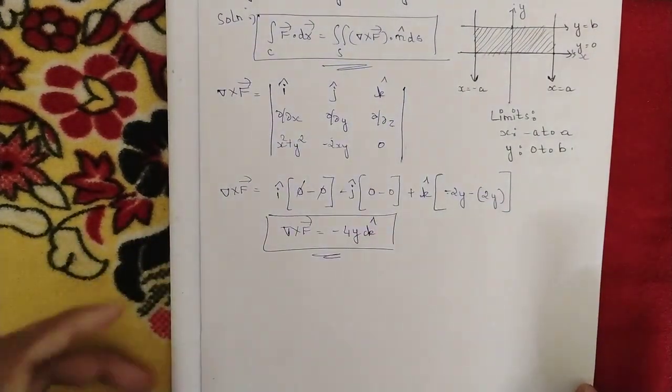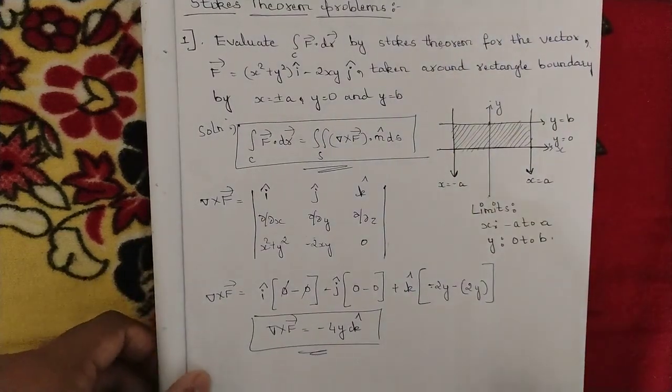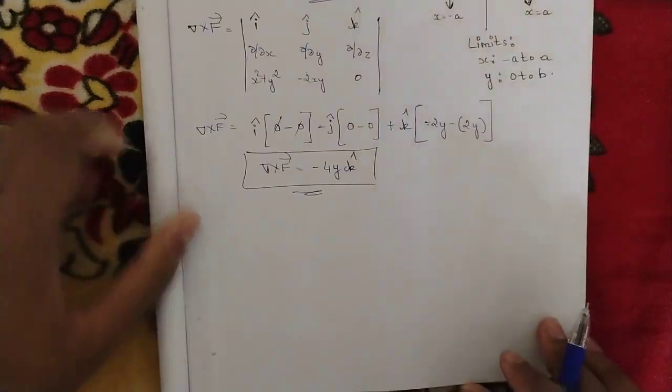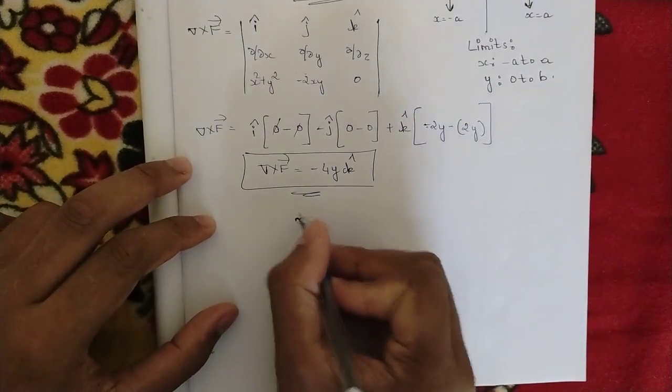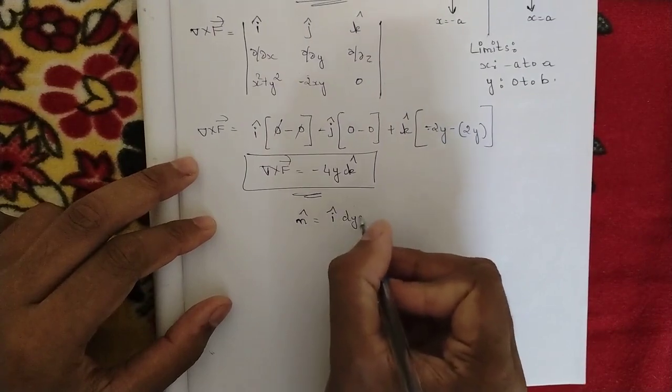Now next we should write the n cap, that is the differential unit vector, right? So it is represented, n cap is generally given as i cap into dy dz.